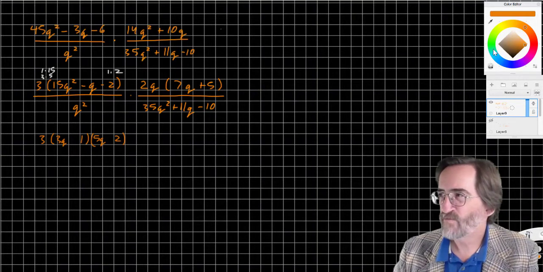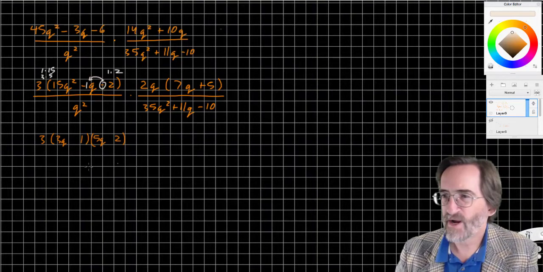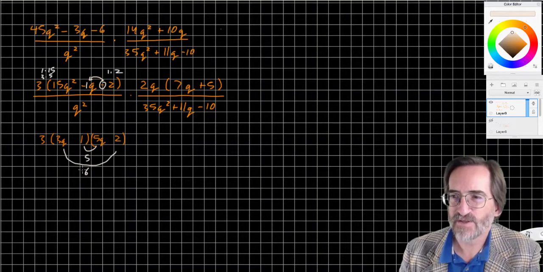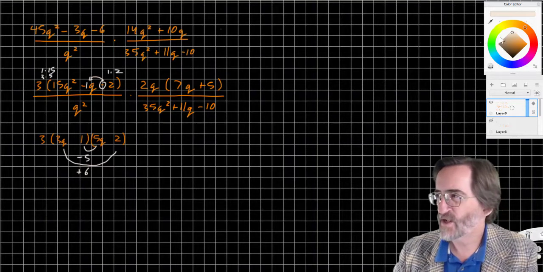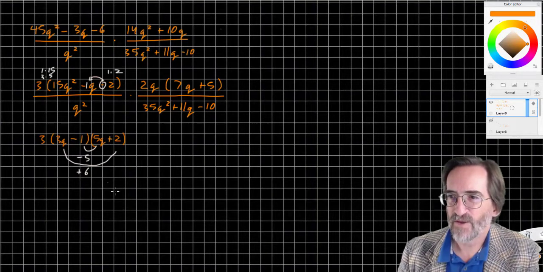And when we multiply the middles and the outsides, they should subtract to make 1. So 1 times 5, 3 times 2, 6. Yep, they're going to subtract to make 1. If the 6 is positive and the 5 is negative, that will work. Okay, so the 5 needs to be negative, and that needs to be positive.